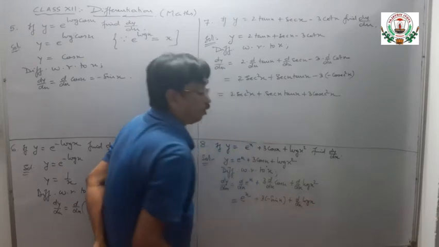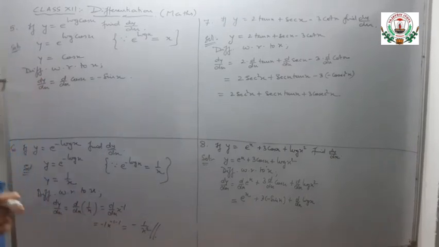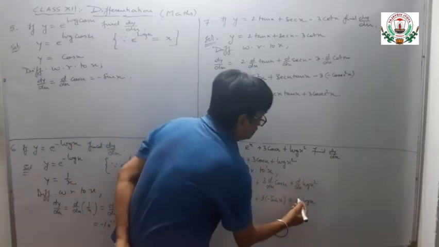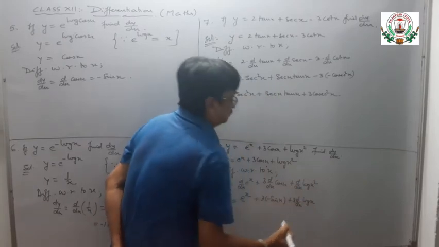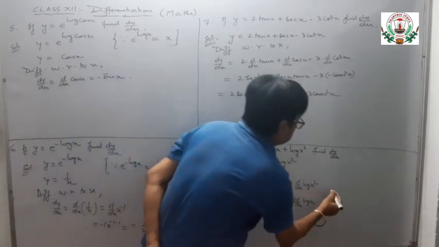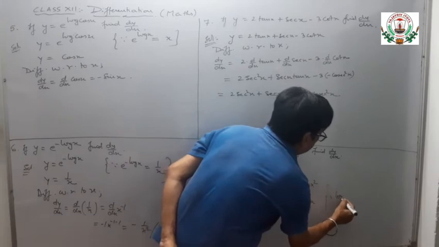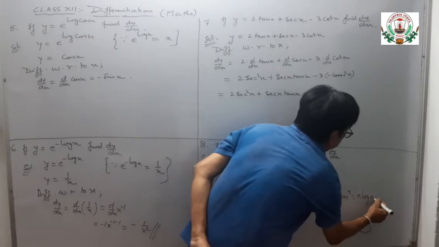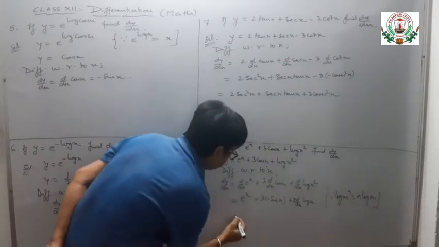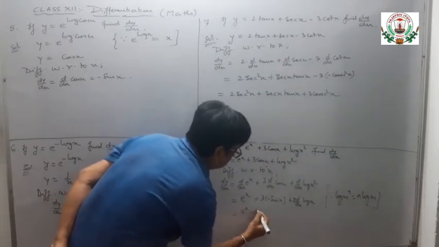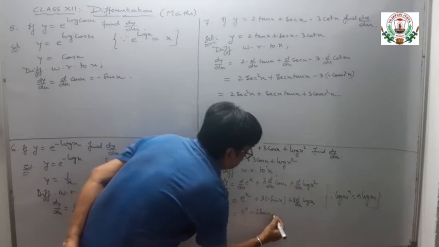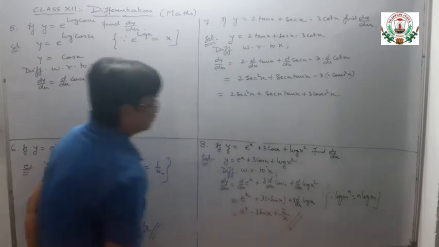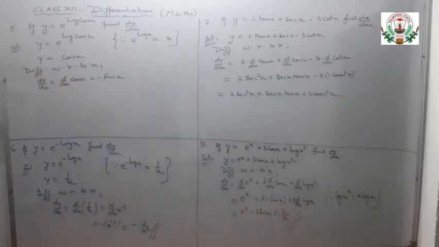Log n to the power n is n log n. So here this power 2 can be written as the coefficient of this differentiation, 2 log x, as we know that log n to the power n is equal to n log n. So now e to the power x minus 3 sin x plus 2 d by dx of log x, which is 1 by x. So that is our final answer.